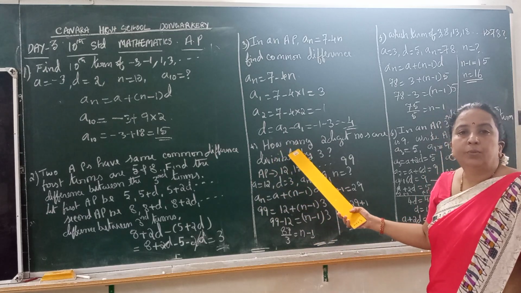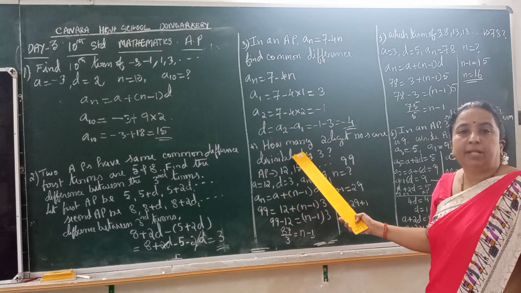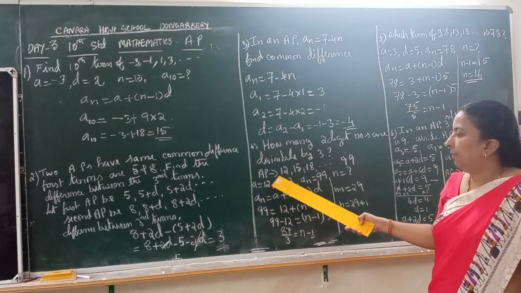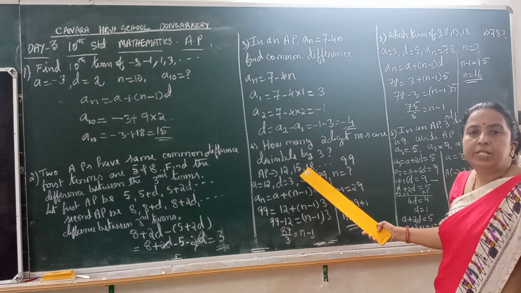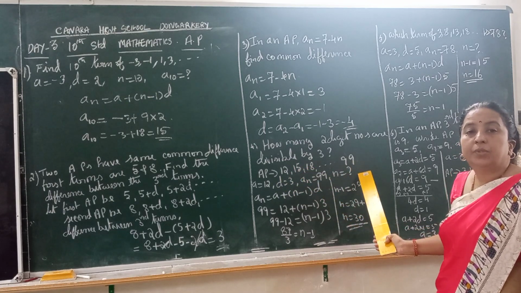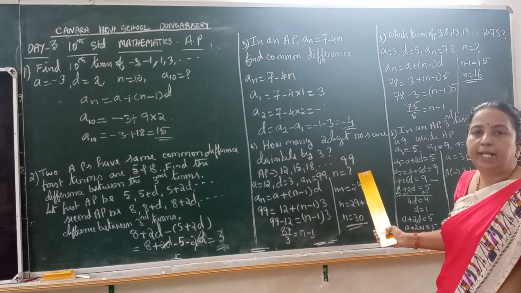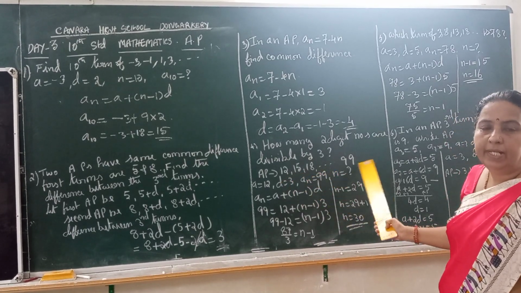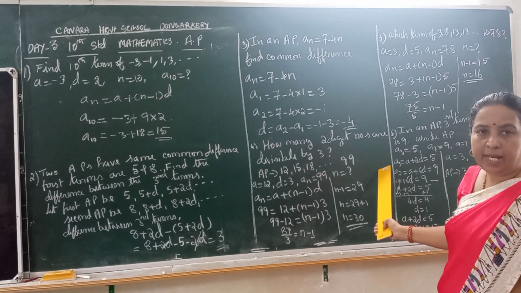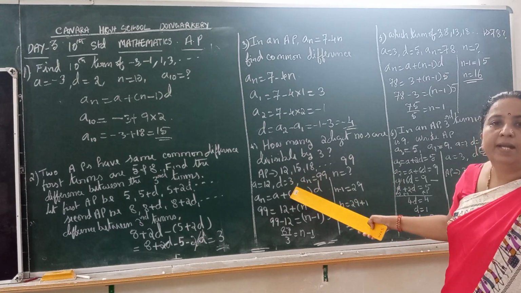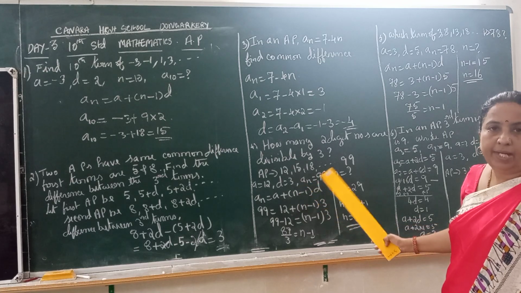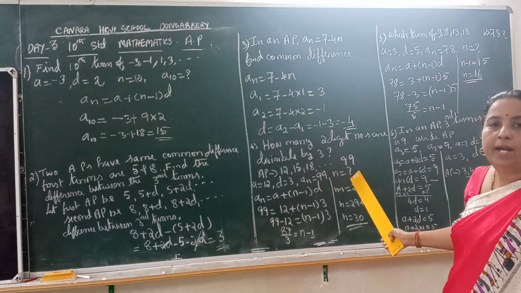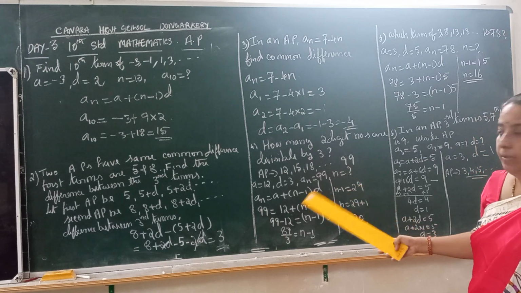Next, how many two-digit numbers are divisible by 3? In the 3 table, the two-digit number starts from 12. Next number is 15. Which is the last two-digit number divisible by 3? 99. Therefore, AP is 12, 15, 18, and so on up to 99. Therefore, what is the value of A? 12. D, 3. An is equal to 99. What we have to find? N is equal to how much?